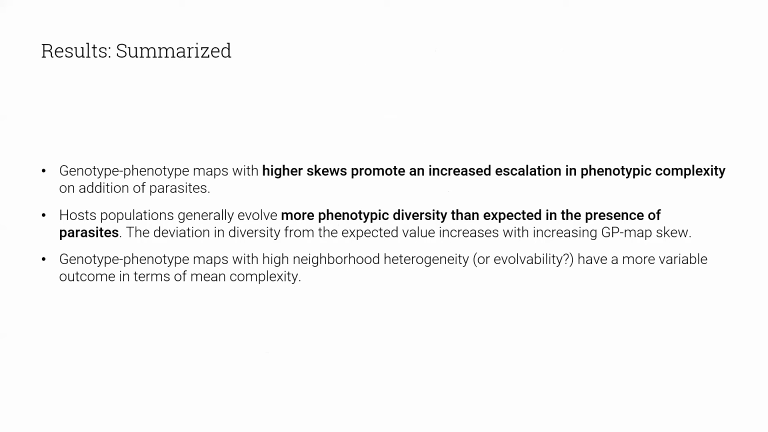So what are the final results that we find? The first one is that genotype-phenotype maps with higher skews promote an increased escalation in phenotypic complexity. That is, if you have a more skewed genotype-phenotype map and you add parasites to the system, the average rarity of the traits increases. The average rarity of the traits increases for more skewed maps. Host populations generally evolve more phenotypic diversity than expected in the presence of parasites. So in the presence of parasites, they evolve a higher level of diversity compared to the neutral state. And this is slightly inconclusive in this case, but genotype-phenotype maps with high neighborhood heterogeneity or evolvability have a more variable outcome in terms of mean complexity.